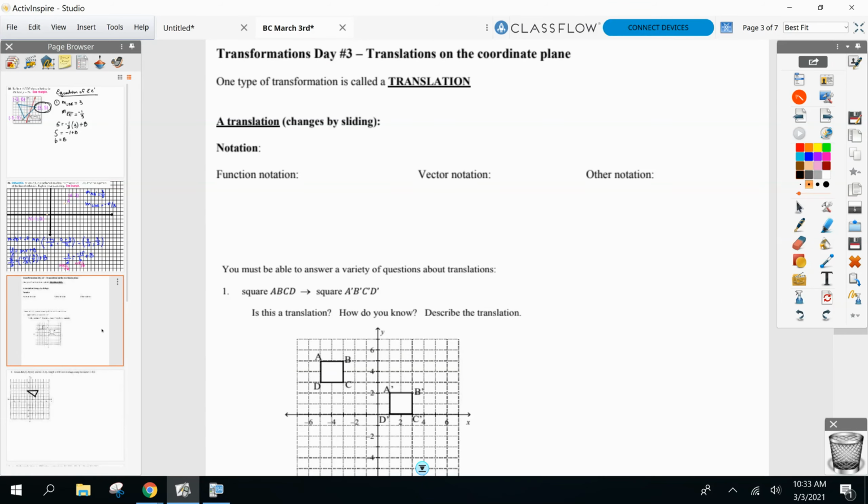Translations. Let's slide a figure up, down, left, and right, and a certain amount of units, too. We're going to slide it up, down, left, and right.